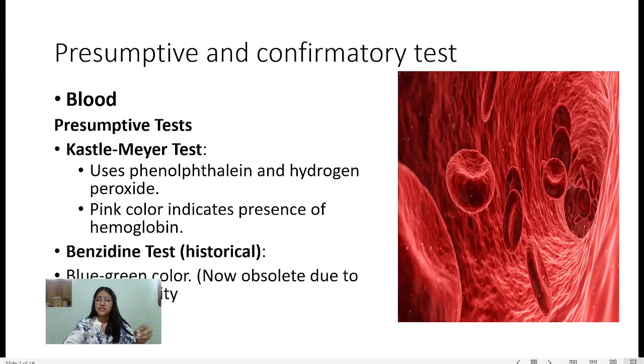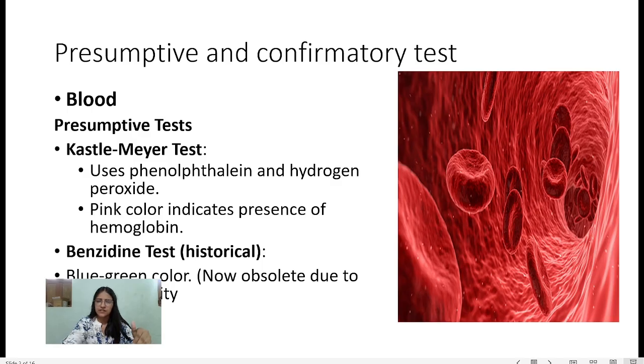So why is it significant in forensic science? It is quick, sensitive, and also useful at crime scenes. But this test is not specific at all. It's not a confirmatory test.